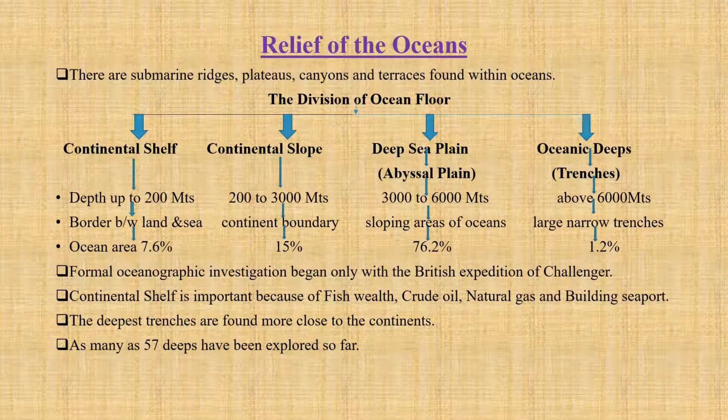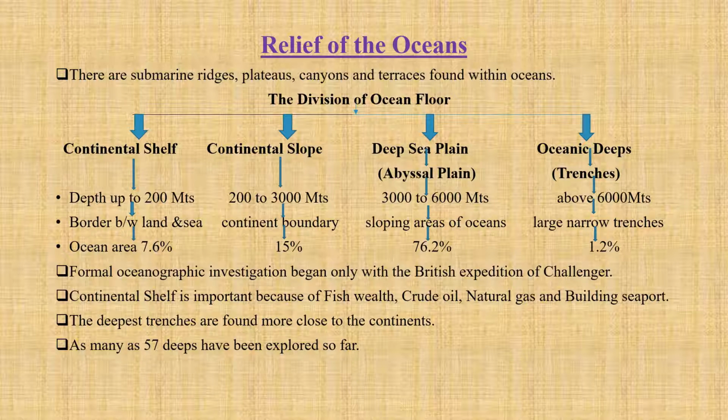Now let us discuss the relief of the oceans. Like on the earth, there are submarine ridges, plateaus, canyons and terraces found within oceans. You look at the chart being shown. So it explains about the divisions of ocean floor. Children, have you observed how many divisions of the ocean floor are there? Yes, there are 4 divisions of ocean floor.